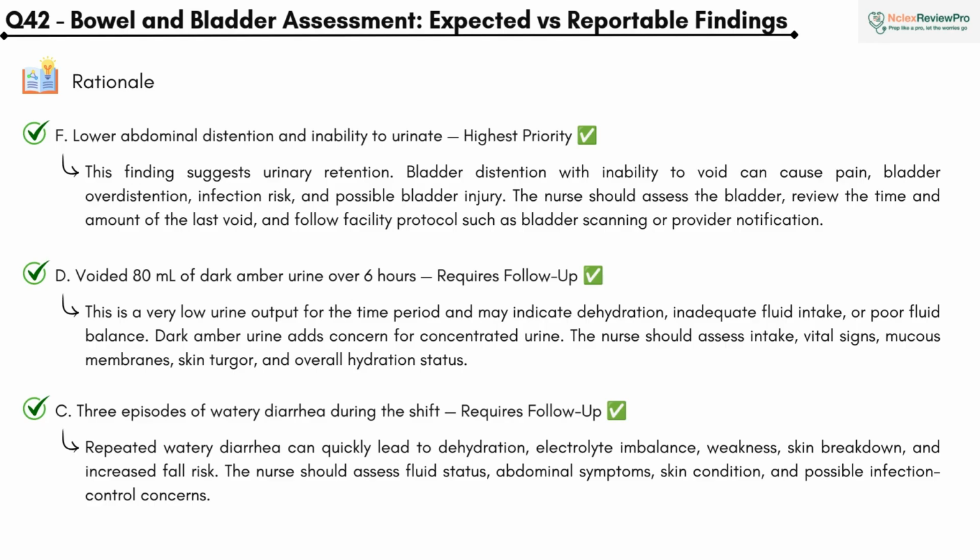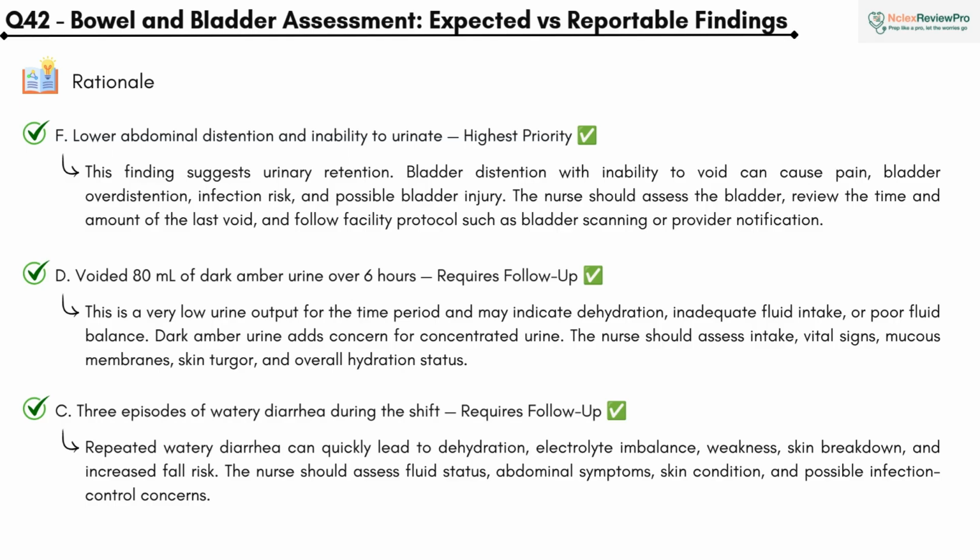Option D is the second priority. Voiding only 80 milliliters of dark amber urine over 6 hours is a very low urine output for that time period. This may indicate dehydration, inadequate fluid intake, or poor fluid balance. The dark amber urine also suggests concentrated urine. The nurse should assess intake, vital signs, mucous membranes, skin turgor, and overall hydration status.